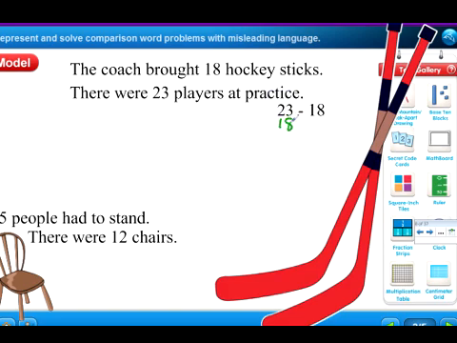I have to do it this way. 23 minus 18. I can't take 8 away from 3, so what am I going to do? I'm going to borrow 10, and 13 minus 8 is 5. How many players didn't get sticks? 5 players. Let's try another problem.